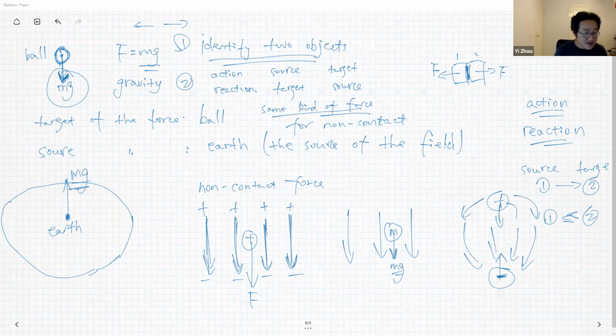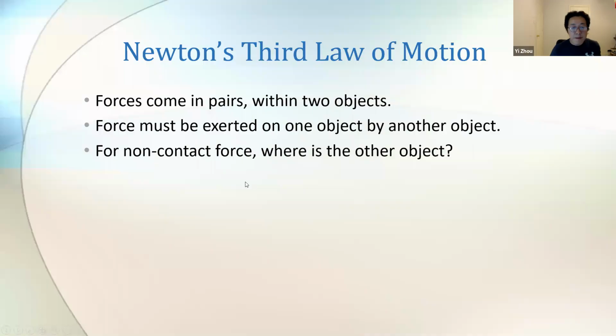So let's see the notes. For non-contact force, we track the source, as the source will generate the field. Okay.